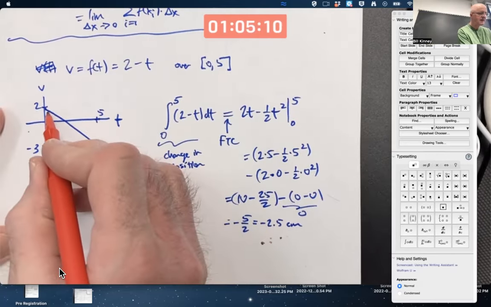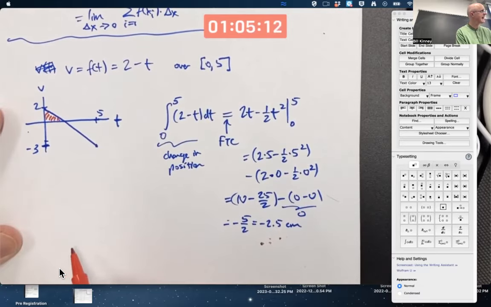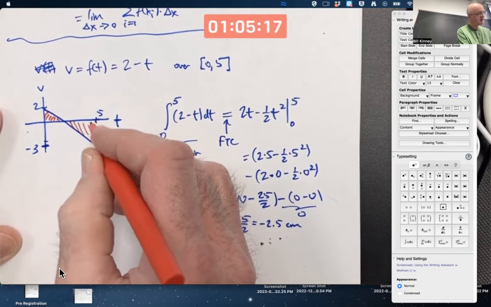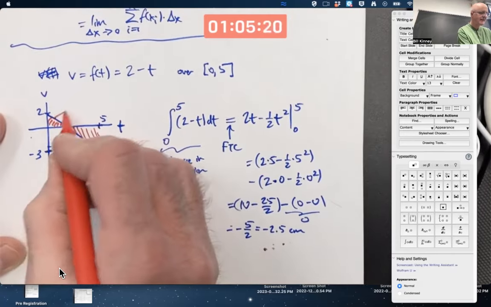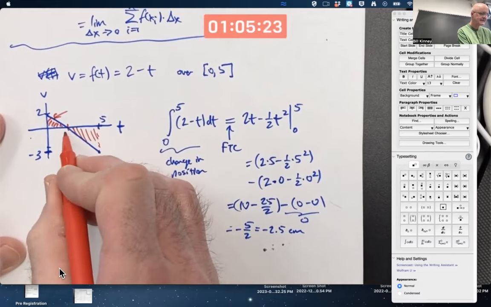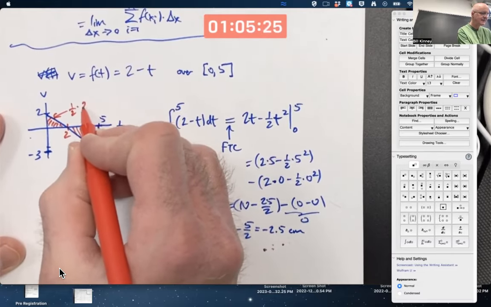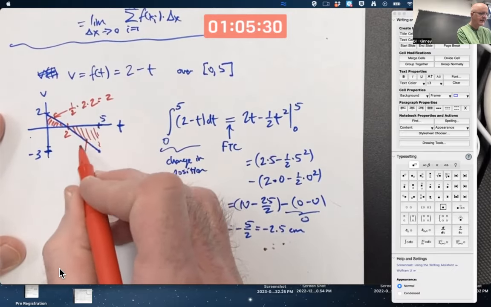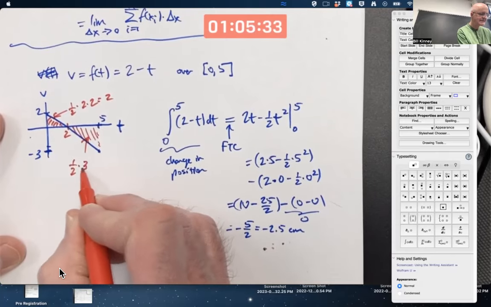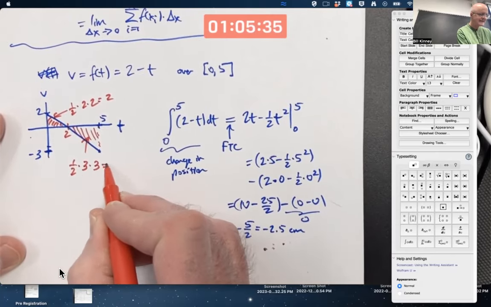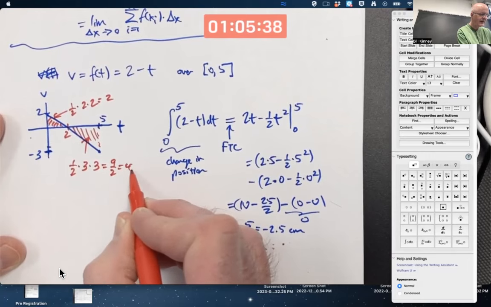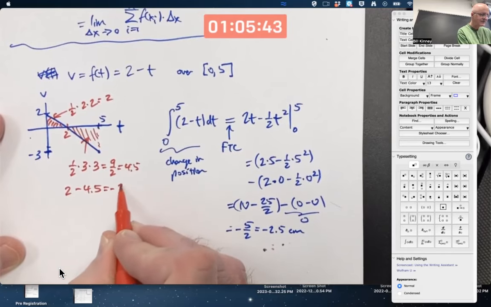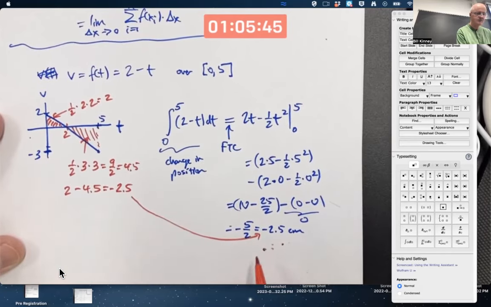It's the area under the curve when the curve is above the axis, minus the area above the curve when the curve is below the axis. This area, let's see, when is it going to cross the axis? At 2. That area is 1/2 times base times height is 2. That's the area. This area is 1/2 times base times height is 9/2 or 4.5. Yes, 2 minus 4.5 is negative 2.5, and that matches the answer.